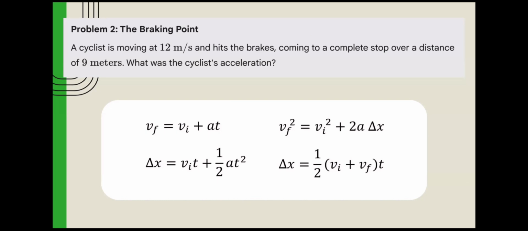I'll give you a minute to solve this problem. So the problem states a cyclist is moving at 12 meters per second and hits the brakes, coming to a complete stop over a distance of 9 meters. What was the cyclist's acceleration? Good job to everyone who got -8 meters per second squared. That's the correct answer. So now we can go over the solution.